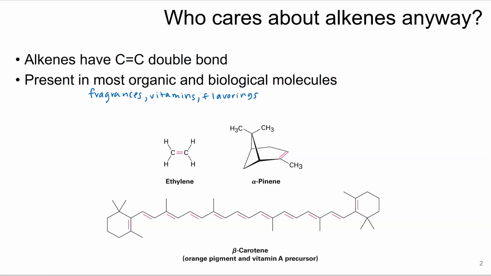One that you might be familiar with is ethylene, which is the 2-carbon structure here. That is a plant hormone that induces fruit ripening. So that gas that's given off in your bananas is ethylene, causing it to ripen. Pinene, the structure of alpha-pinene here, is in turpentine. Beta-carotene is that orange pigment and vitamin A precursor. So you might see this in carrots.